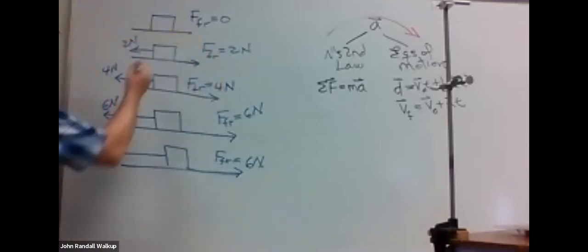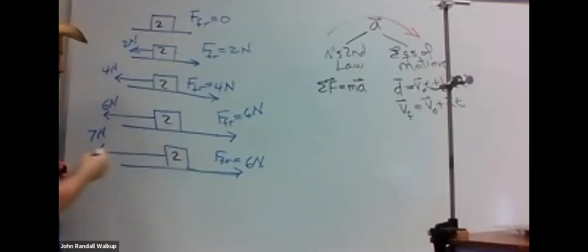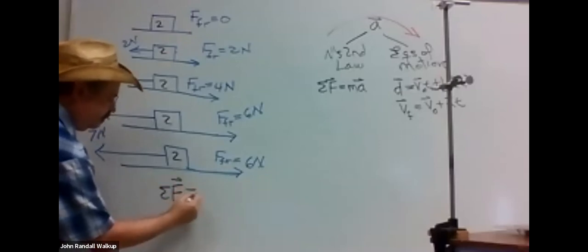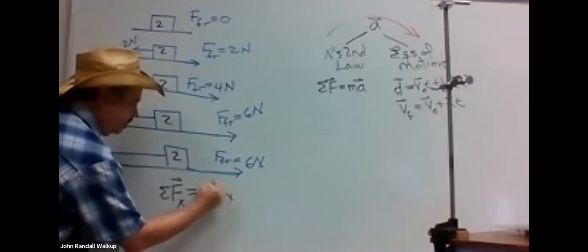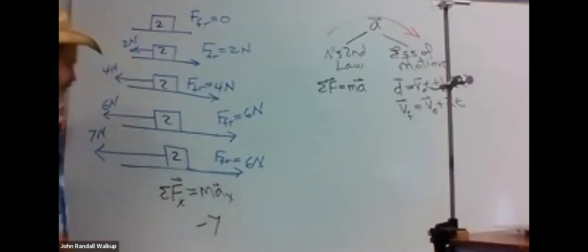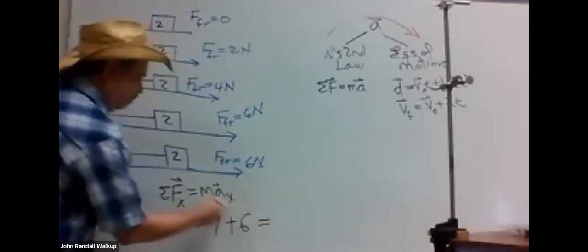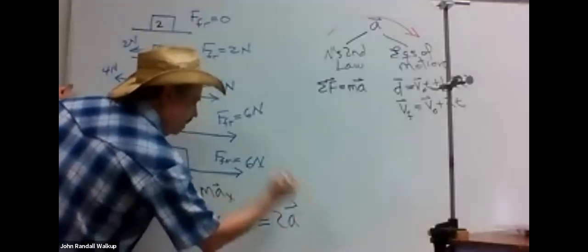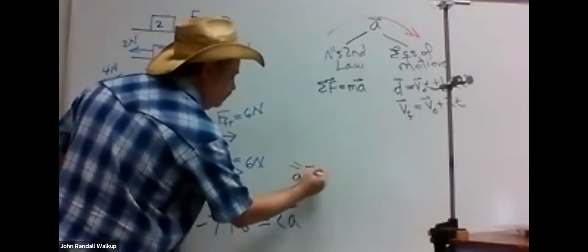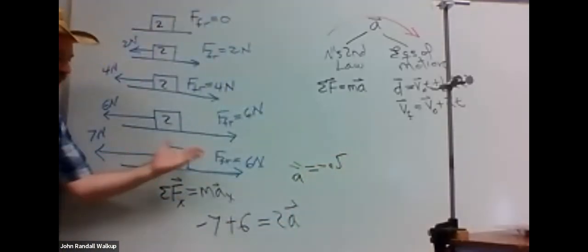So, let's just give this a mass of, let's say, 2 kilograms. Now when I vector sum the forces in the x direction, equal to the mass times the acceleration in the x direction, I get -7 plus +6 is equal to the mass times the acceleration. This is -1. My acceleration comes out to -0.5, which means it accelerates in this direction by 0.5.